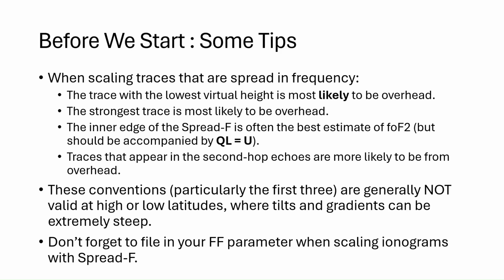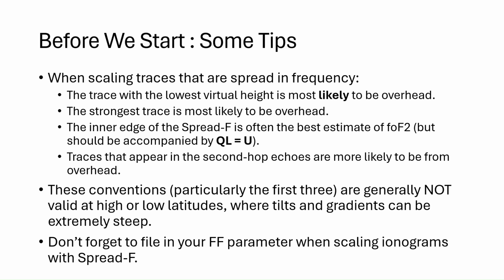Again, spread F. Your standard procedure for spread F is the following. The trace that's lowest in altitude is most likely to be overhead, though that's not a standalone rule and can be easily violated at high or low latitudes. The strongest trace is most likely to be overhead. The inner edge of the trace is often most likely to be overhead. And as Yvonne mentioned, the second hop is usually a really good indicator of what echoes are coming from overhead, or what the reliable echoes are that you should be scaling.